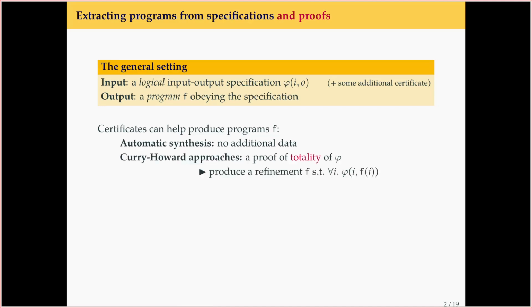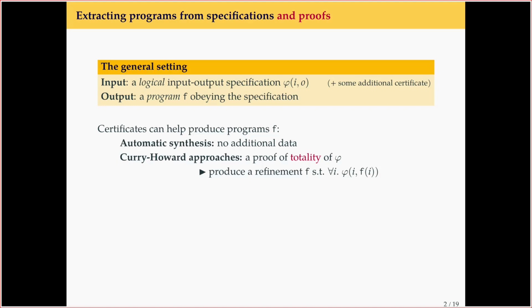One way of leveraging proofs is via the Curry-Howard correspondence. Typically, one can read off, in linear time, a functional program f from a constructive proof of totality of phi, and this f will produce an output satisfying the specification phi. Note in particular that we require phi to be total, but not necessarily functional.